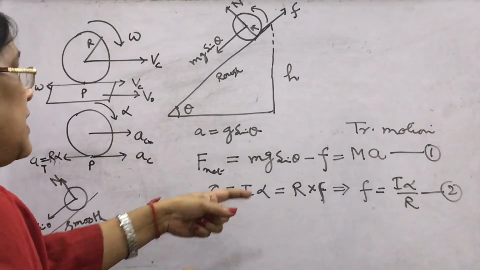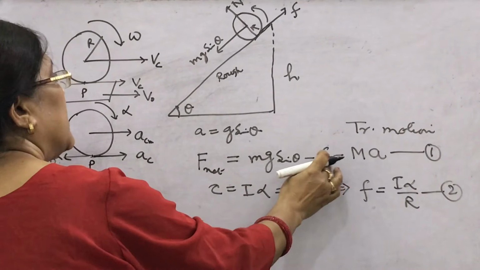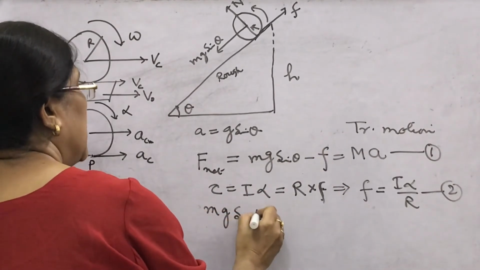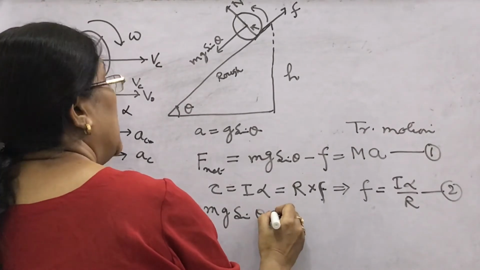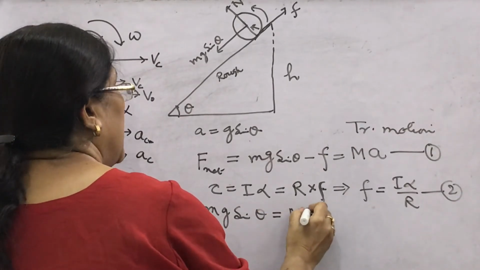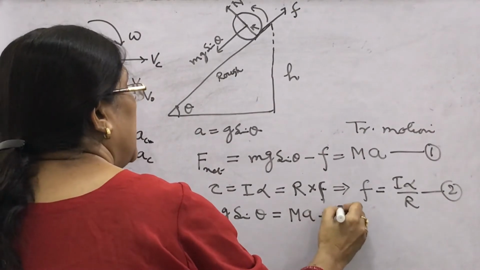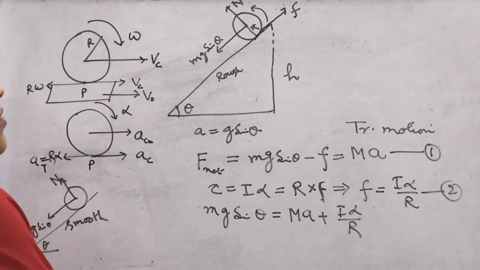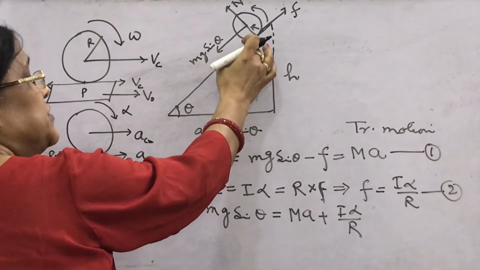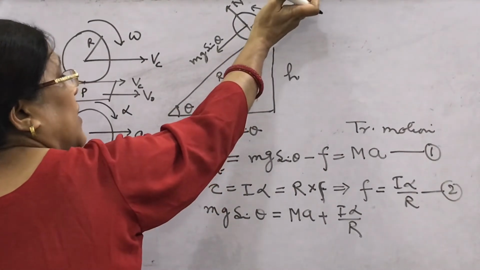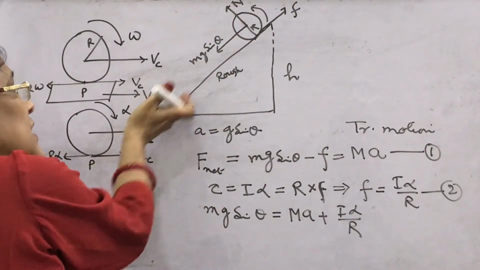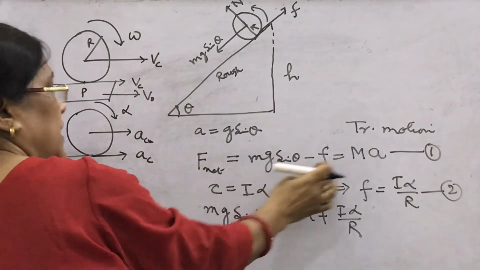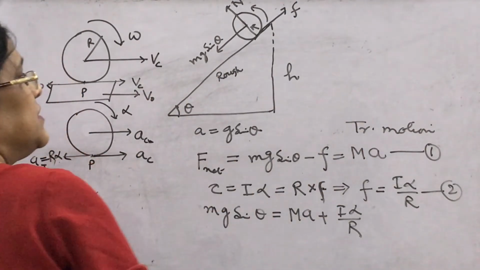Here this F equal to I alpha upon R, if you put in this expression, you will get mg sin theta equal to ma plus I alpha upon R. Now for the rough surface, we have seen friction acting along the surface upward and net acceleration with which the body is falling downward, that is A, and this is the equation for translatory motion.